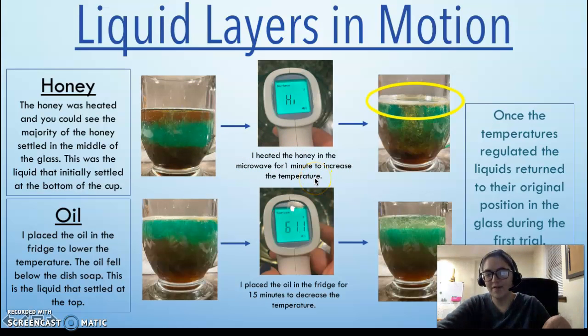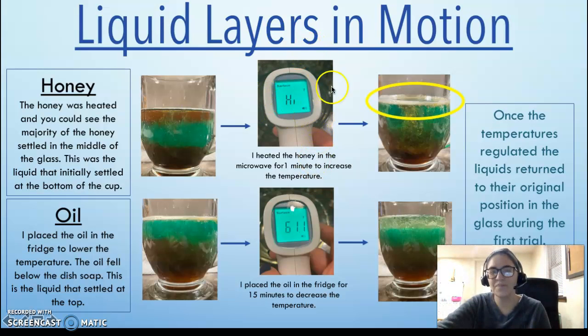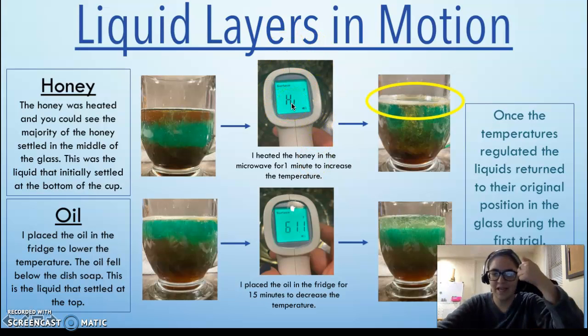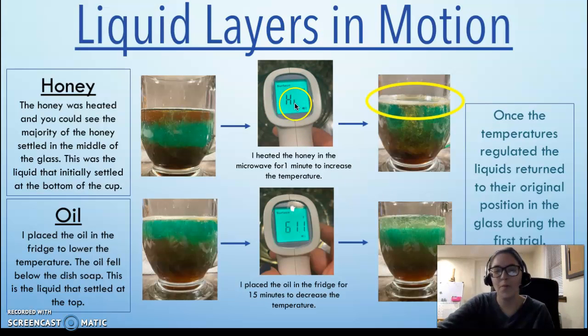In my classroom, I would use a probe thermometer so students could get an exact temperature. We just used a regular scan body thermometer. That's all I had at home, so it just said high for the temperature. Then I poured the honey into the mixture, and you can see at the top it formed bubbles, and then you can see it mixing in here with the dish soap.